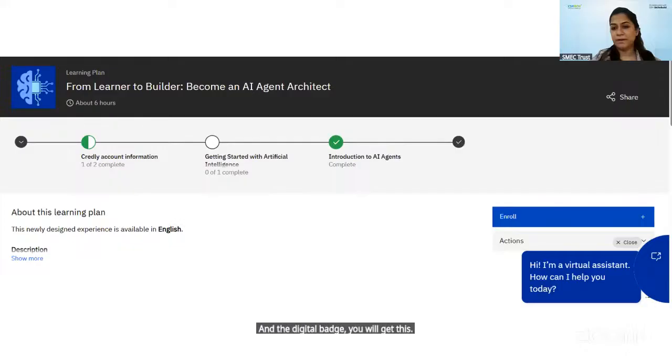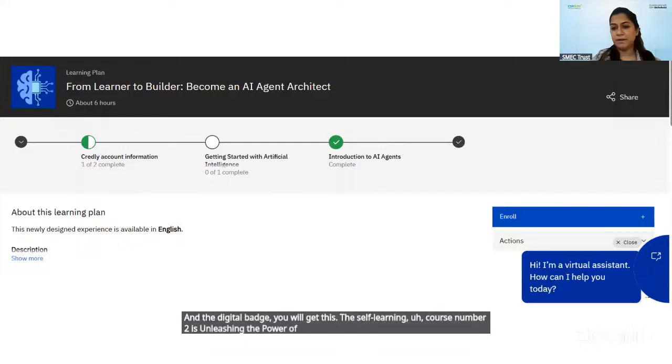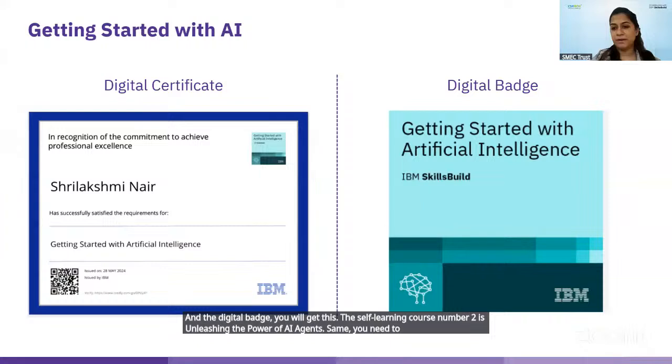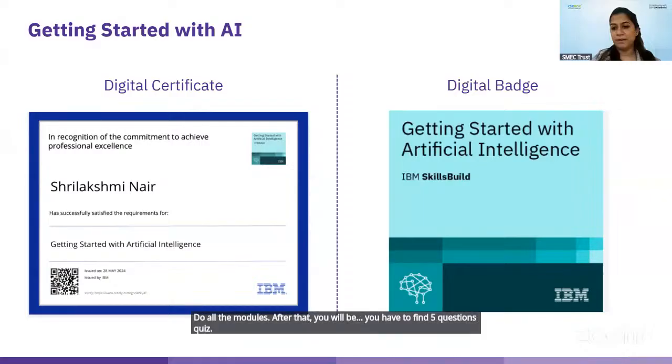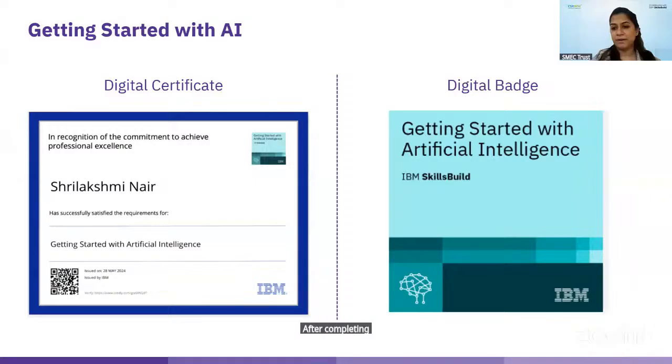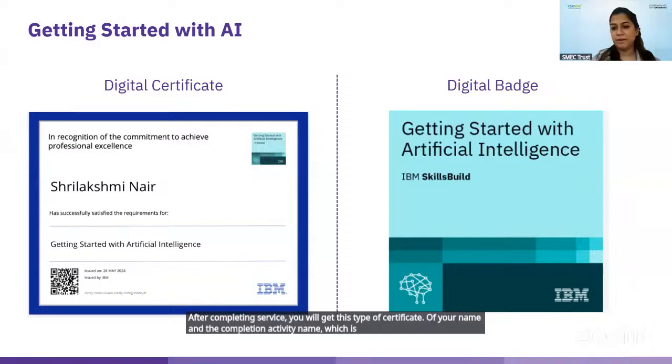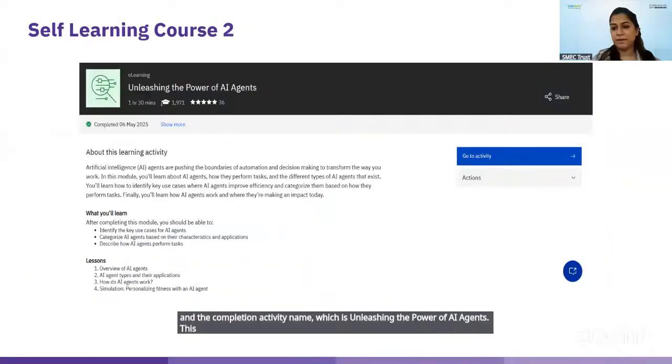The self-learning course number 2 is Unleashing the Power of AI Agents. Same here, you need to click on go to this activity and do all the modules. After that, you have to answer the quiz questions. After completing your quiz, you will get this type of certificate with your name and the completion activity name, which is Unleashing the Power of AI Agents. This is the second certificate of the self-learning module.